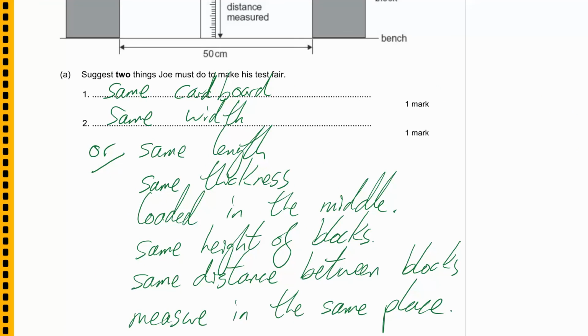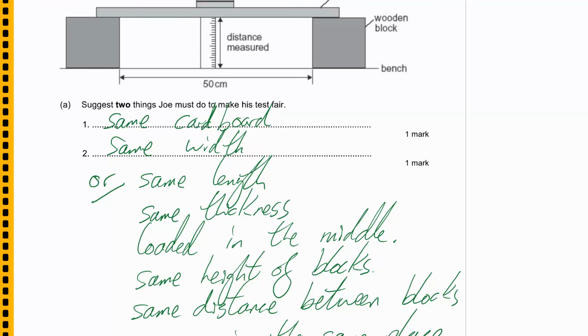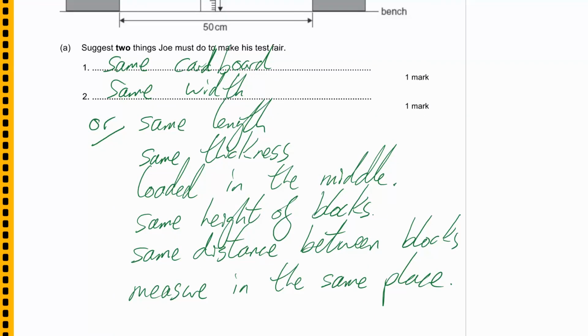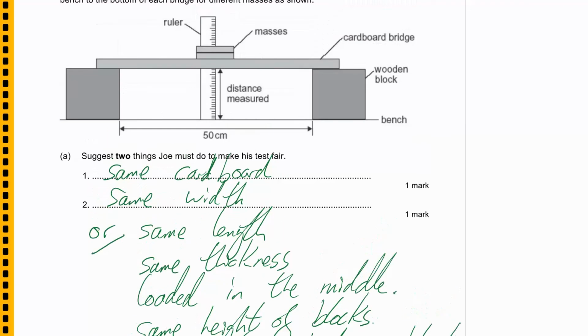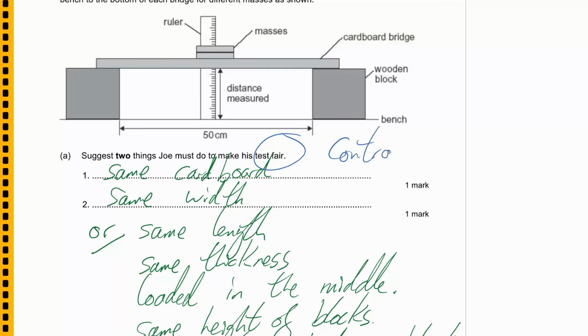Suggest 2 things Joe must do to make his test fair. You should have said same cardboard, same width, same length, same thickness, or loaded in the middle, or same height of blocks, or same distance between the blocks, or measure in the same place. Any one of those. Pause the video if you need to read those again. Basically, you're trying to keep these control variables.